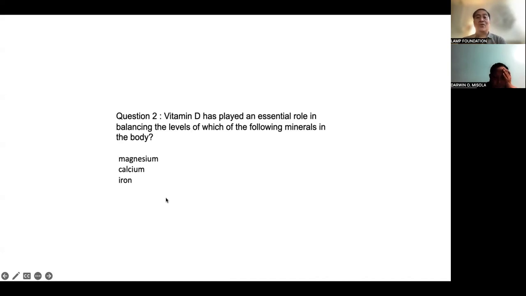Vitamin D has played an essential role in balancing the levels of which of the following minerals in the body? Calcium, Doc.